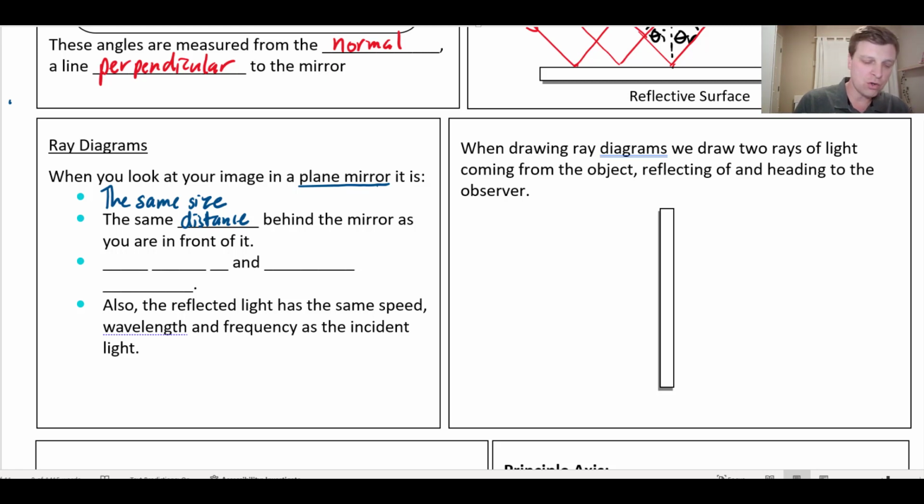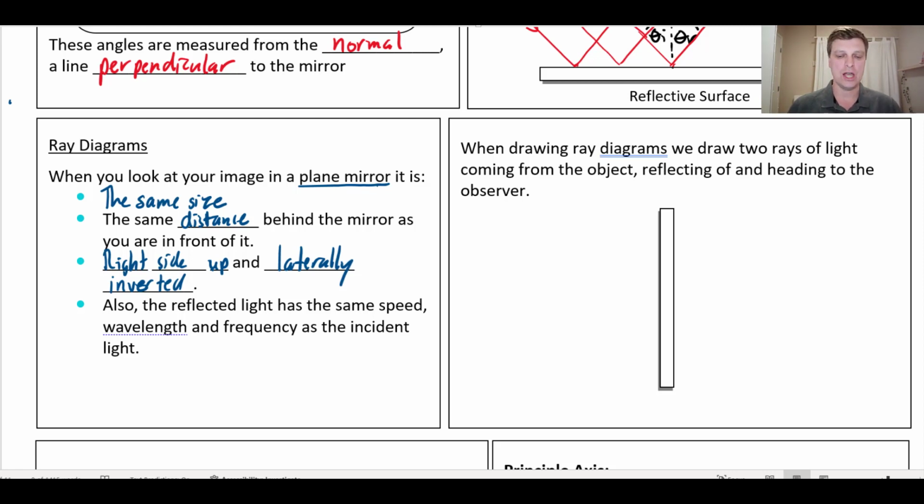Now the image is also right side up. By that I mean if I'm standing upright, when I look at my image, I'm upright, but it is laterally inverted. By that I mean that the image is flipped in this way. So if I had a t-shirt on, when I'm looking at my image, I might notice that the logo is flipped around backwards. Or if I wave with my right hand, my image appears to be waving with their left hand. And it is important to notice that when we have reflected light, it reflects off at the same speed, the same wavelength, the same frequency.